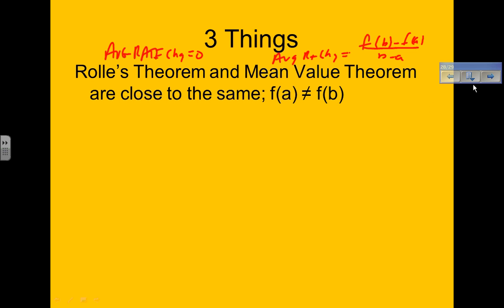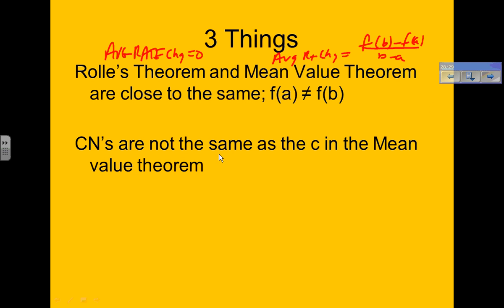Next, critical numbers are not the same as the c in the mean value theorem. The critical numbers are things that make the derivative equal to 0 or undefined. In the mean value theorem, the c is where f prime of c equals the average rate of change. Don't get confused with the notation. You have to understand they mean different things in different theorems. So the critical numbers of a function are not the same as the c's in the mean value theorem.